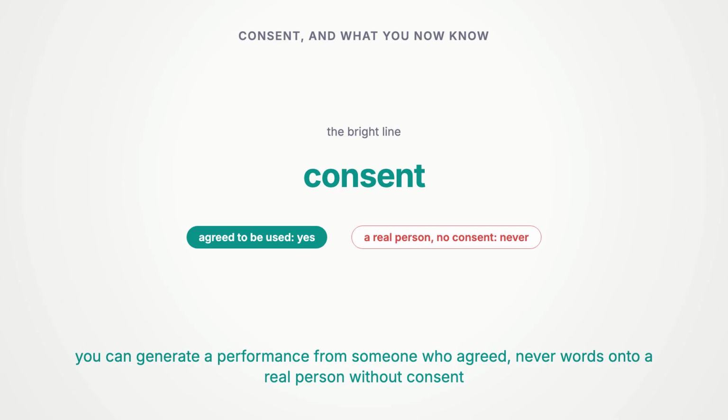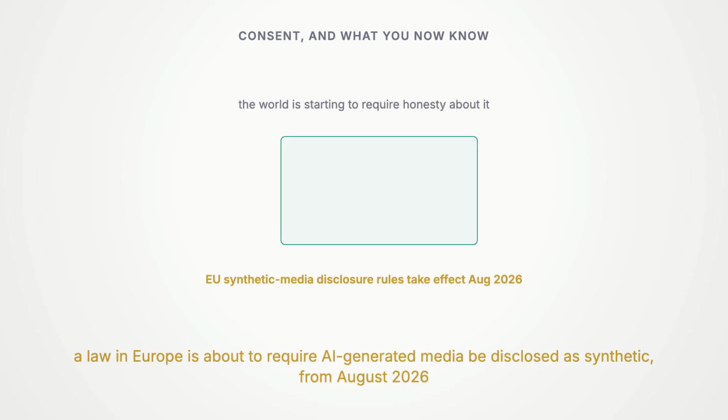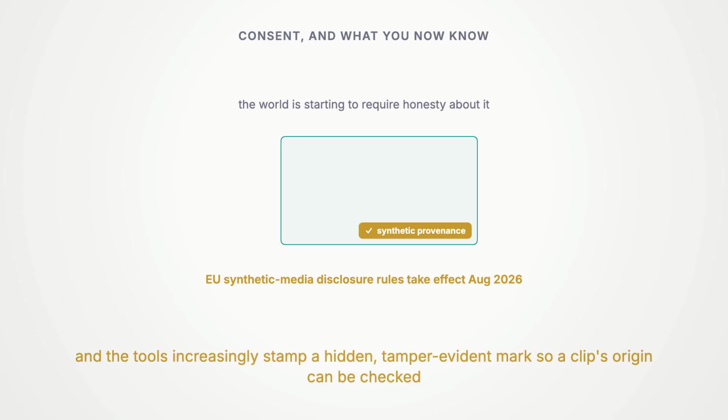And the world is starting to require honesty about it. A major law in Europe is about to require AI-generated and manipulated media to be disclosed as synthetic, with the transparency rules taking effect in August 2026, and the tools increasingly stamp a hidden, tamper-evident mark into generated footage, so its origin can be checked later.